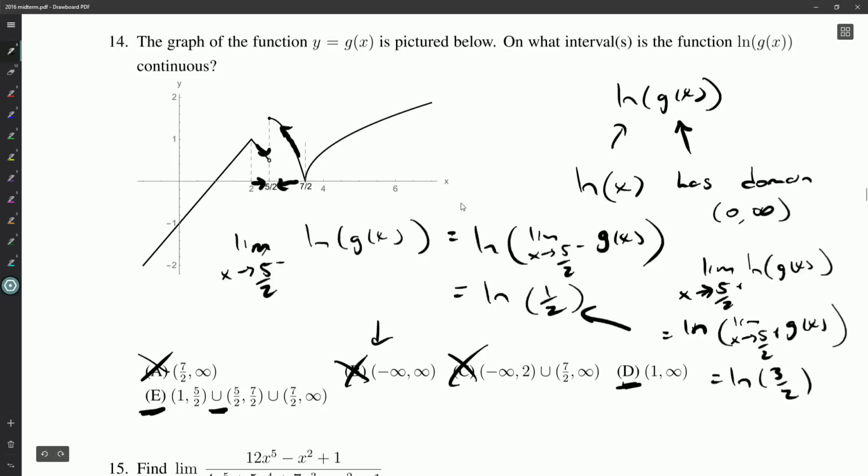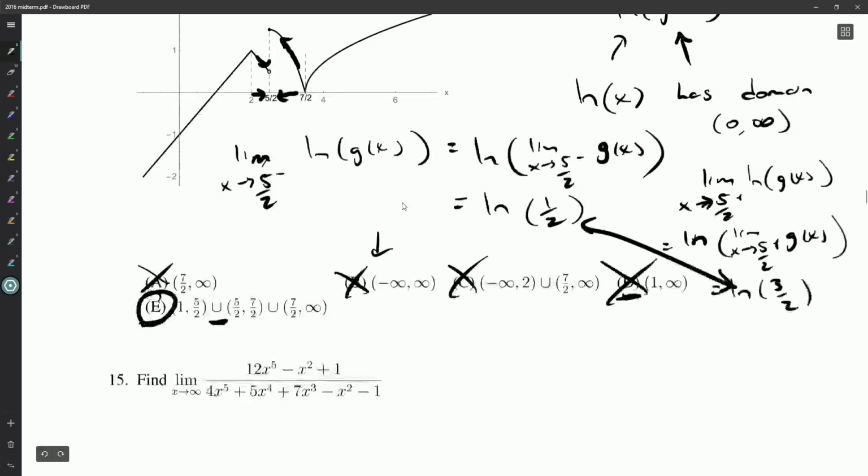Well, these two values are not the same. So if the one-sided limits don't even agree, you definitely can't be continuous at 5 over 2. That rules out D, so E must be our answer. Okay? A lot of thinking going into that question, but we just needed to read and interpret the graph properly and know things about our good friend ln.